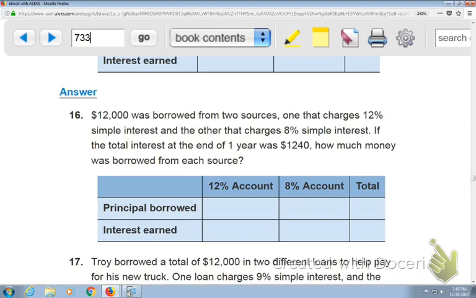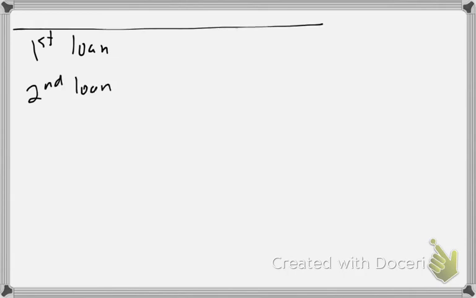So we have another mixture question. For this, it might be nice for us to set it up like a table, so we can keep track of what's going on. So we have two loans.